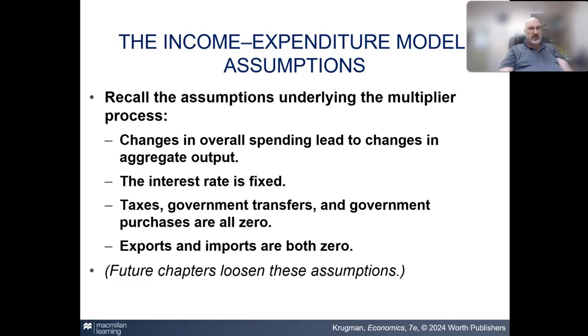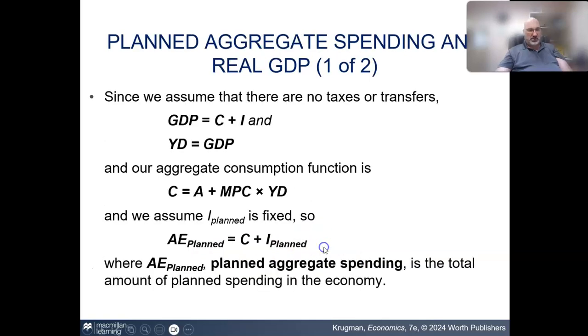Changes in overall spending lead to changes in aggregate output. Interest rate is going to be fixed. Easy button assumption: taxes, government transfers, and government purchases are all zero. Once again, easy button assumption: exports and imports are both zero. Later on, we'll loosen those and start adding that stuff in. You make them small numbers, and you kind of deal with that. You do things to it, but it just kind of works that way.